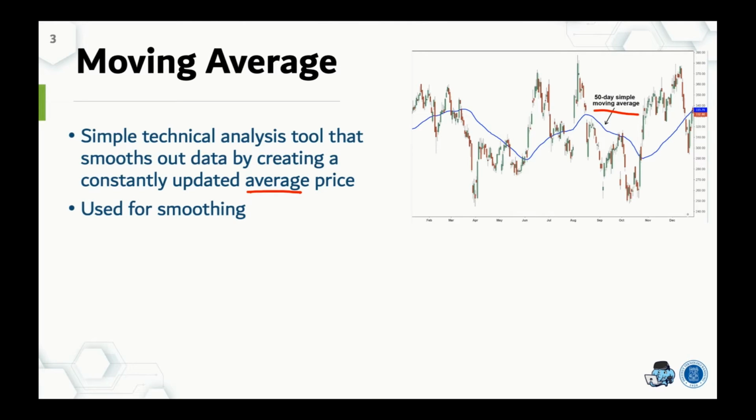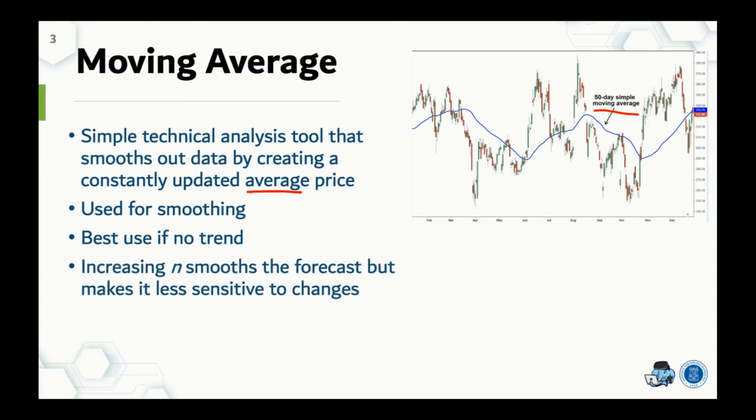This moving average is mostly used for smoothing, and it is best if there is no trend. For example, in this figure there is actually no trend; it is constant, just up and down like this. So it is best to use the moving average here. In moving average, we use the constant n that smooths the forecast, but makes it less sensitive to change. The constant n means the number of periods in the moving average.